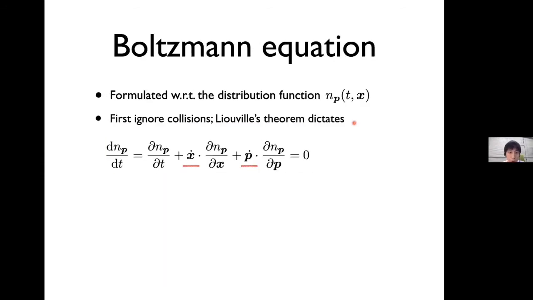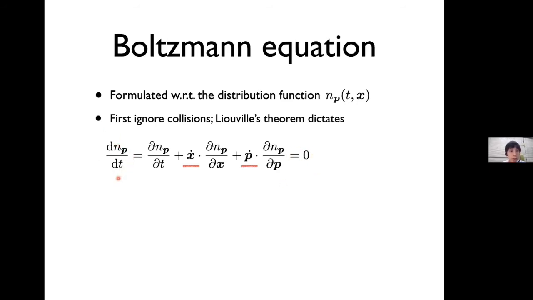And I will also give you the derivation of this Boltzmann equation. As I said, this Boltzmann equation is formulated in terms of the distribution function N of P. And for a moment, let us first ignore the effects of collisions. Then according to Liouville's theorem, the volume element in the phase space doesn't change during its time evolution. So the time derivative of the distribution function is vanishing.